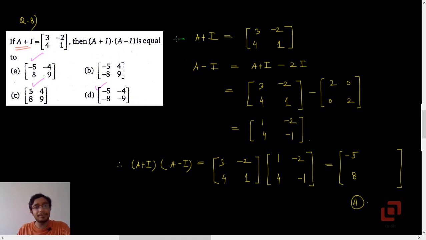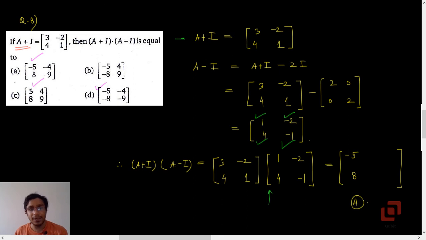We know A plus I is 3 minus 2, 4 1. So how to find A minus I? Just subtract 2I from A plus I, right? So it will be 3 minus 2 is 1, this will be unchanged, 4 minus 0 is 4 unchanged, 1 minus 2 is minus 1. So A minus I is now ready: 1 minus 2, 4 minus 1, put it there.